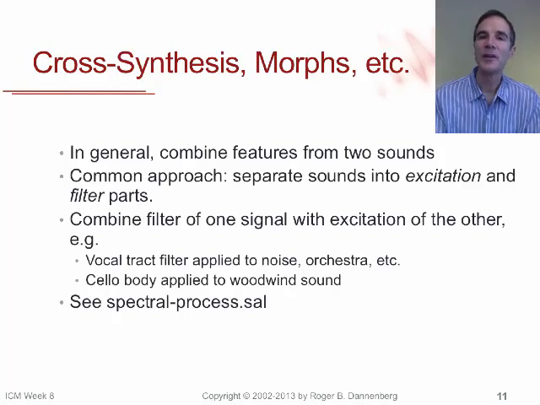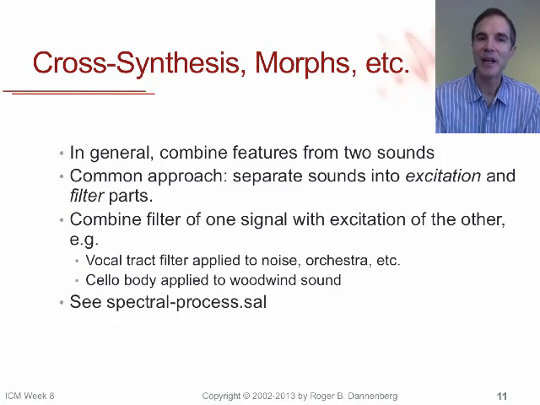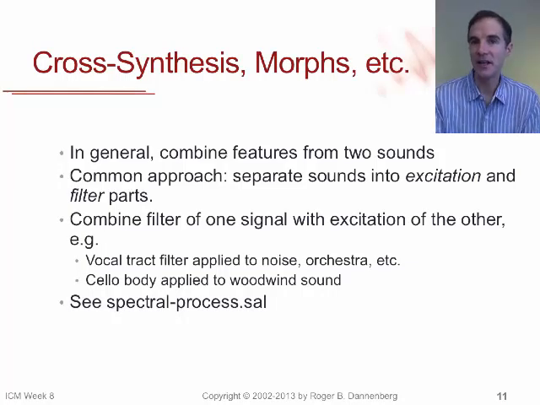I want to point out an interesting thing that people do with spectral processing, and this falls under the name cross-synthesis or morphing. In general, you're combining features of two sounds. So a common approach is that you separate sounds into an excitation part and a filter part, and you combine the filter of one signal with the excitation of the other. And we'll talk more about this later in the context of vocal synthesis and vocal processing.